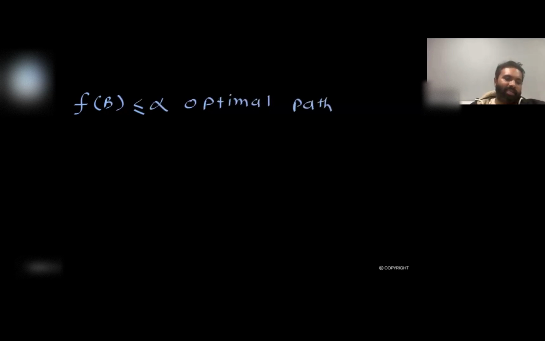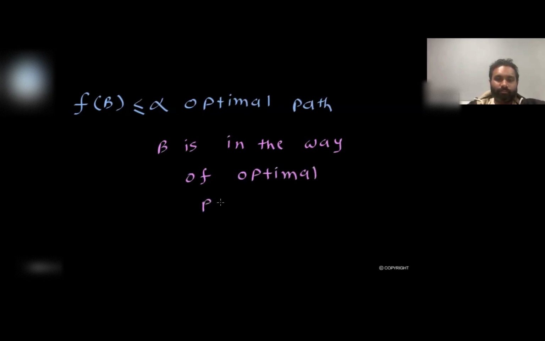Here, obviously, I know that B is in the way, B is in the way of the optimal path from S to G2. Okay. So is there any doubt in this? FB will be less than or equal to alpha times the optimal path. So if it is less than or equal to alpha times the optimal path, what can you argue about some path that has been found by your algorithm?